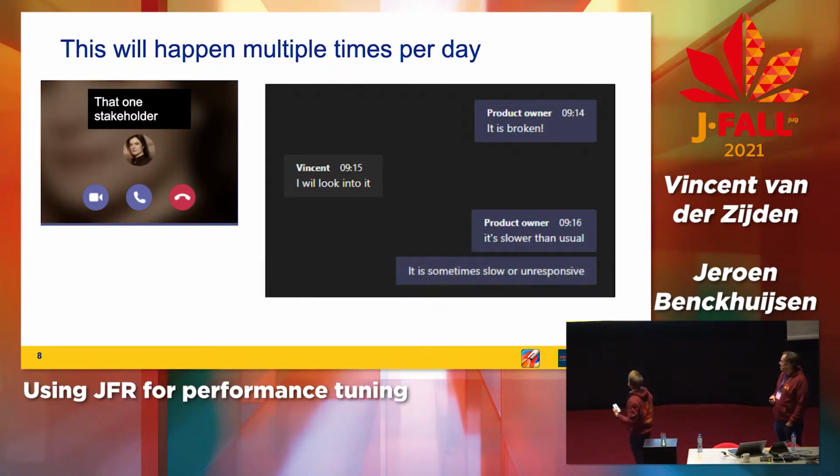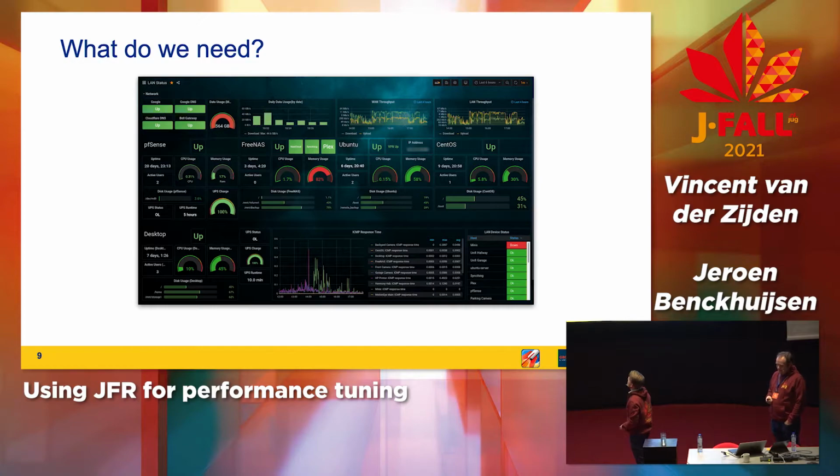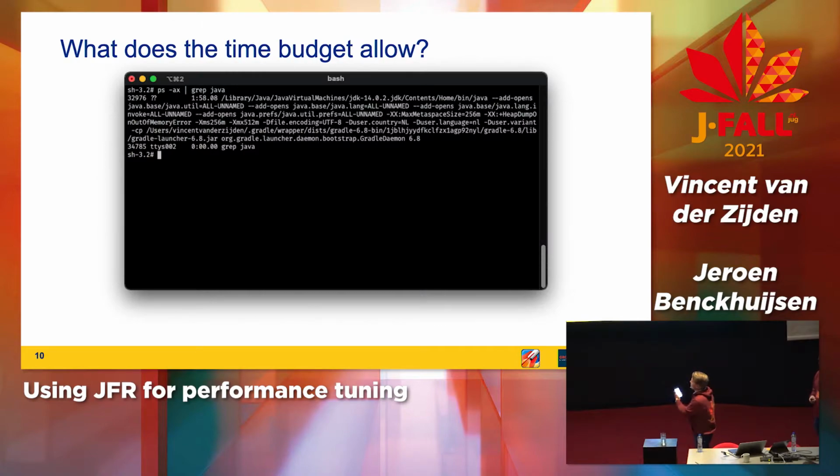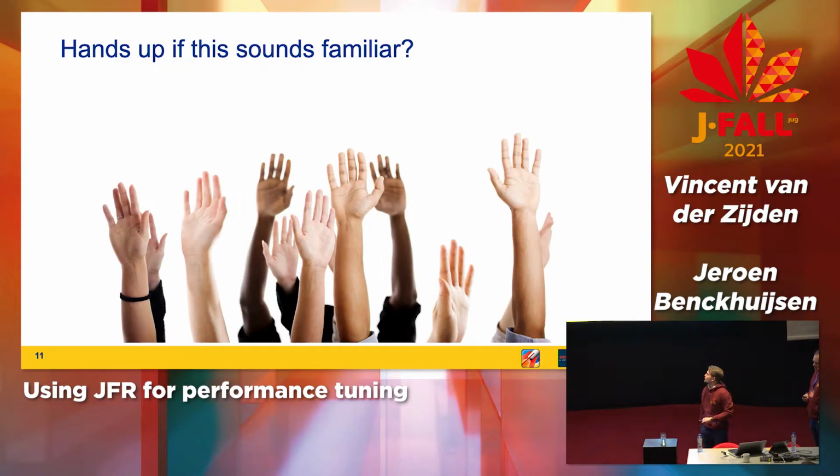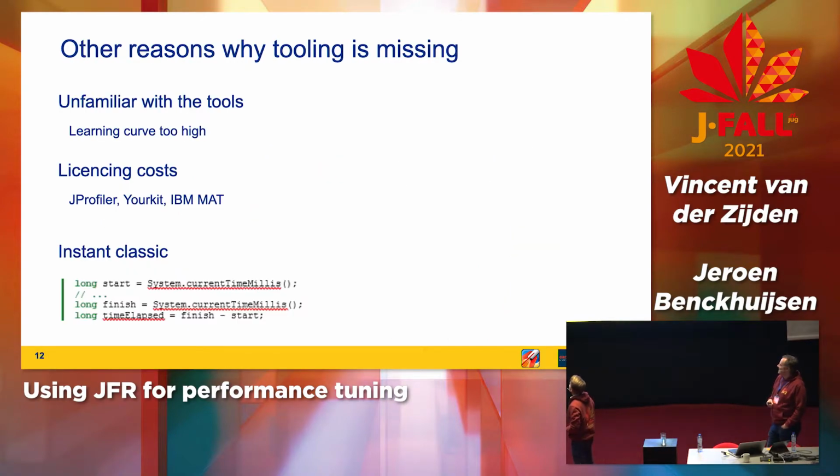So what you then need to fix this is, of course, tooling. We would like to have this, but in the current sprint, our time budget does not allow for it. I was wondering, is it also familiar to someone? Hands? Okay, it's nice, because I already have seen more hands than Flight Recorder hands. So people can learn something today. Besides the time budget, there are also other reasons why tooling might be missing.